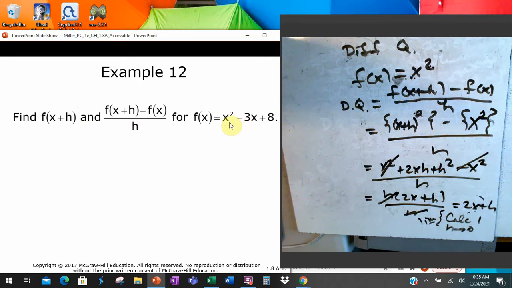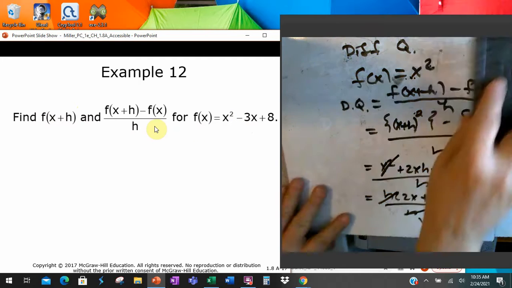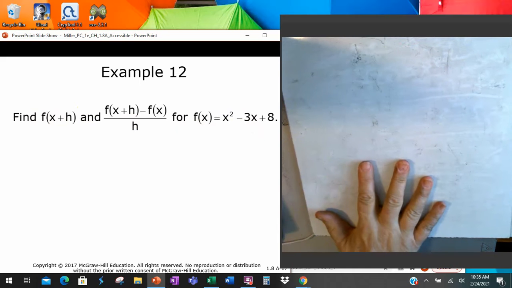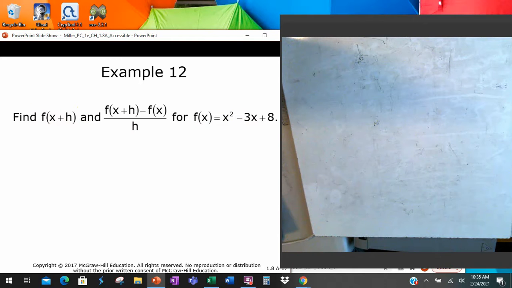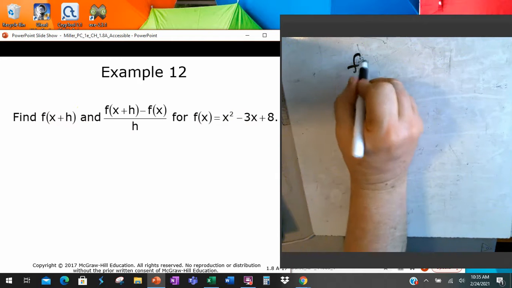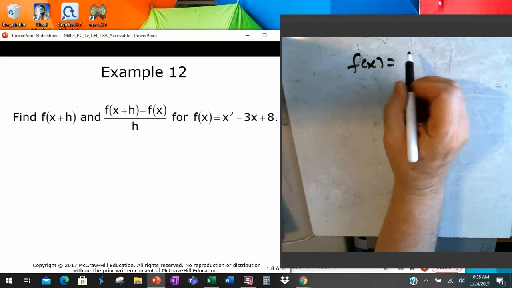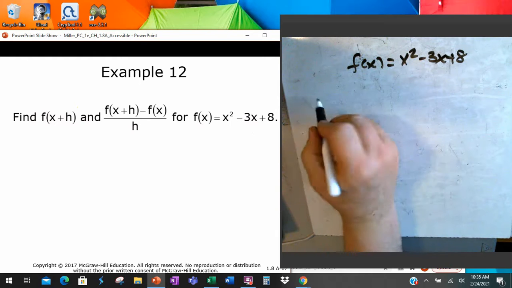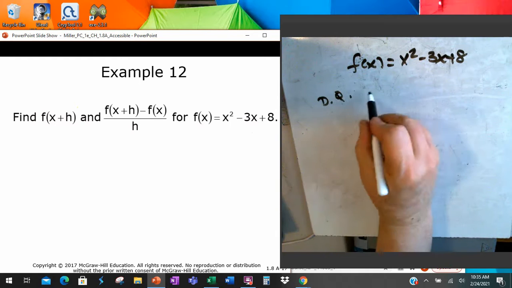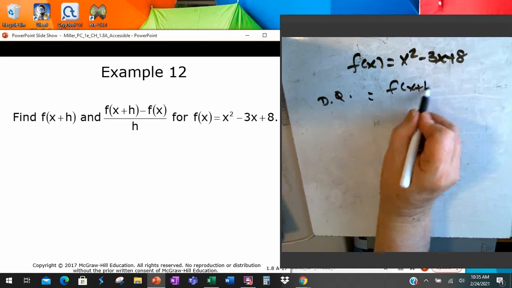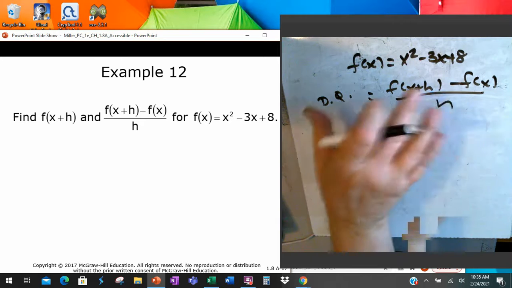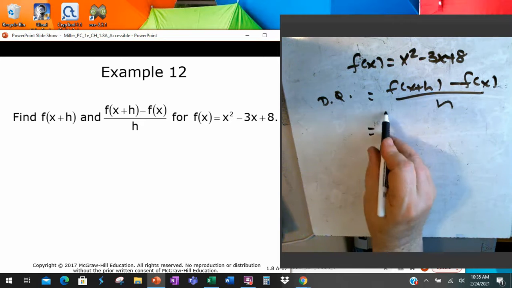Again, if I'm just doing it with anything, I just need to be careful. Let me do a bigger one, and then I want to do two more to give you the basics of what that would have to do. So if I've got f of x equals x squared minus 3x plus 8. And if I do the DQ, again, that's f of x plus h minus f of x all over h. That's the standard definition we start with.